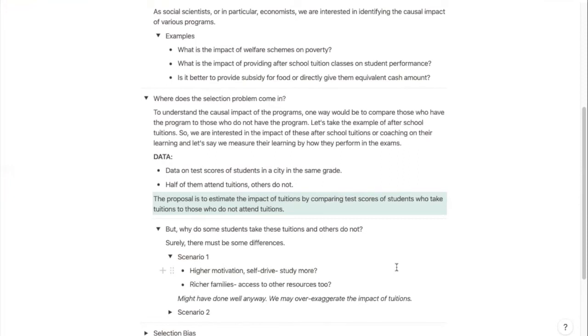Now suppose we do see that these students who attend tuitions actually do better than those who do not. It could be that the tuitions help them, for sure, but it could also be that they did better because of higher motivation or because of the availability of better resources. In this scenario, if we do this comparison and use this difference as our estimate of the program, we will be over exaggerating the role of tuitions.